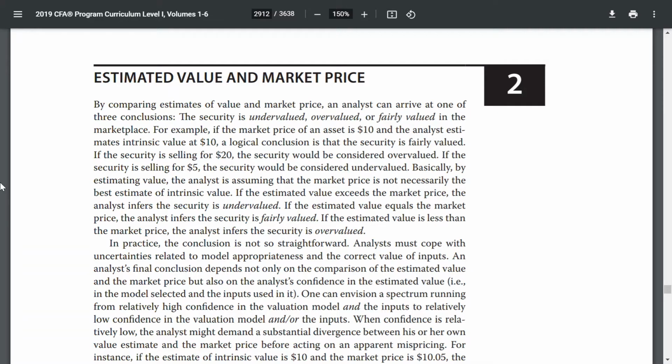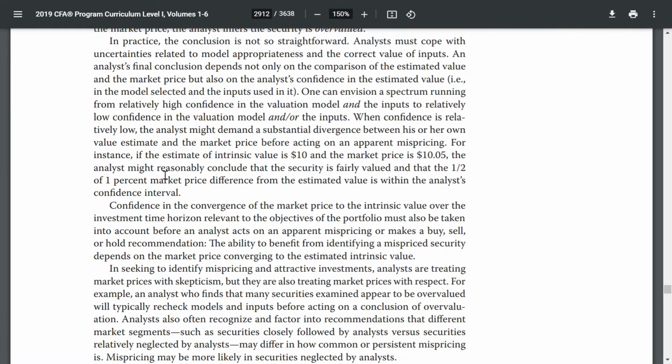Basically, by estimating the value, the analyst is assuming that the market price is not necessarily the best estimate of intrinsic value. If the estimated value exceeds the market price, the analyst infers that the security is undervalued. If the estimate is below the price, it is fairly valued or overvalued. Okay. In practice, the conclusion is not so straightforward. Analysts must cope with the uncertainties related to model appropriateness and the correct value of inputs.